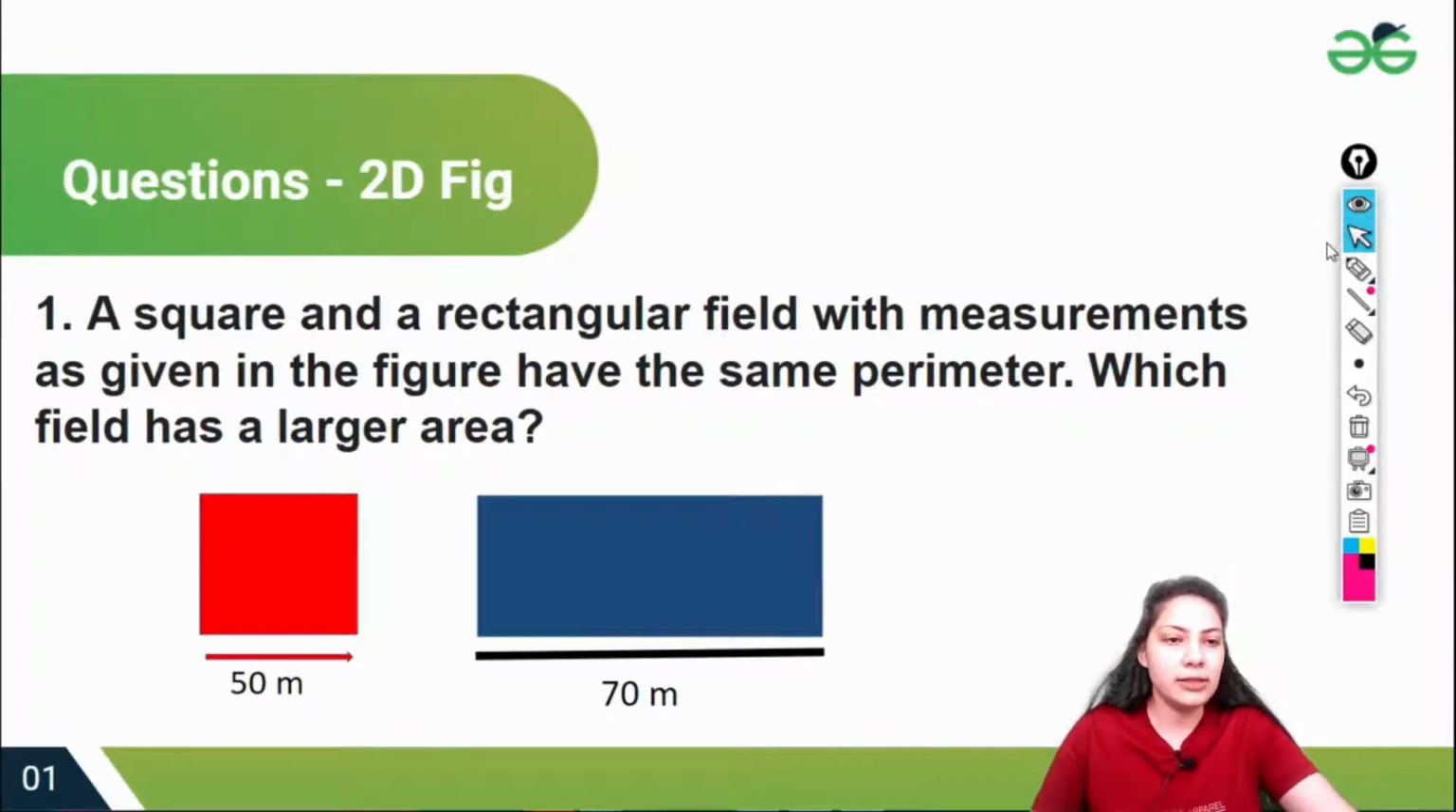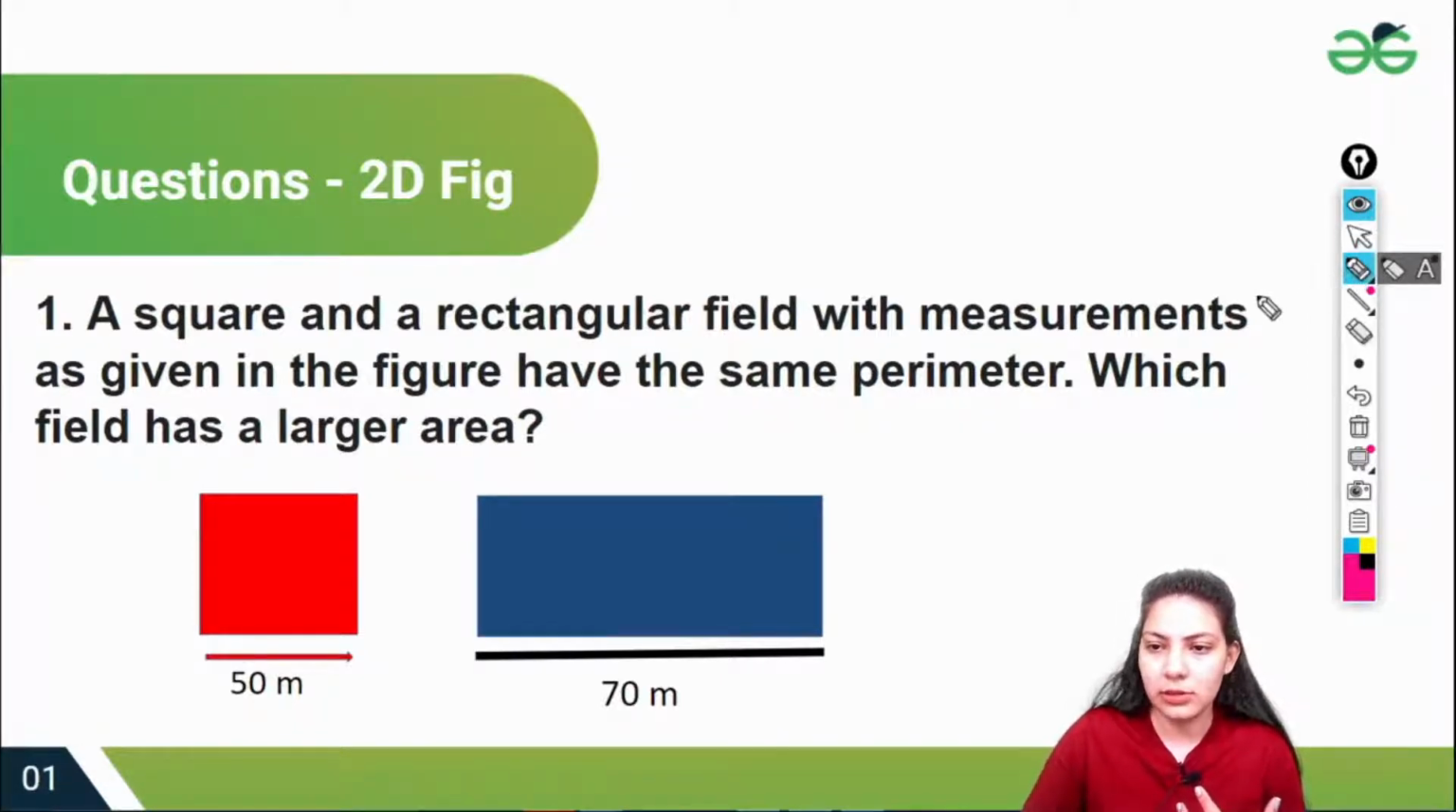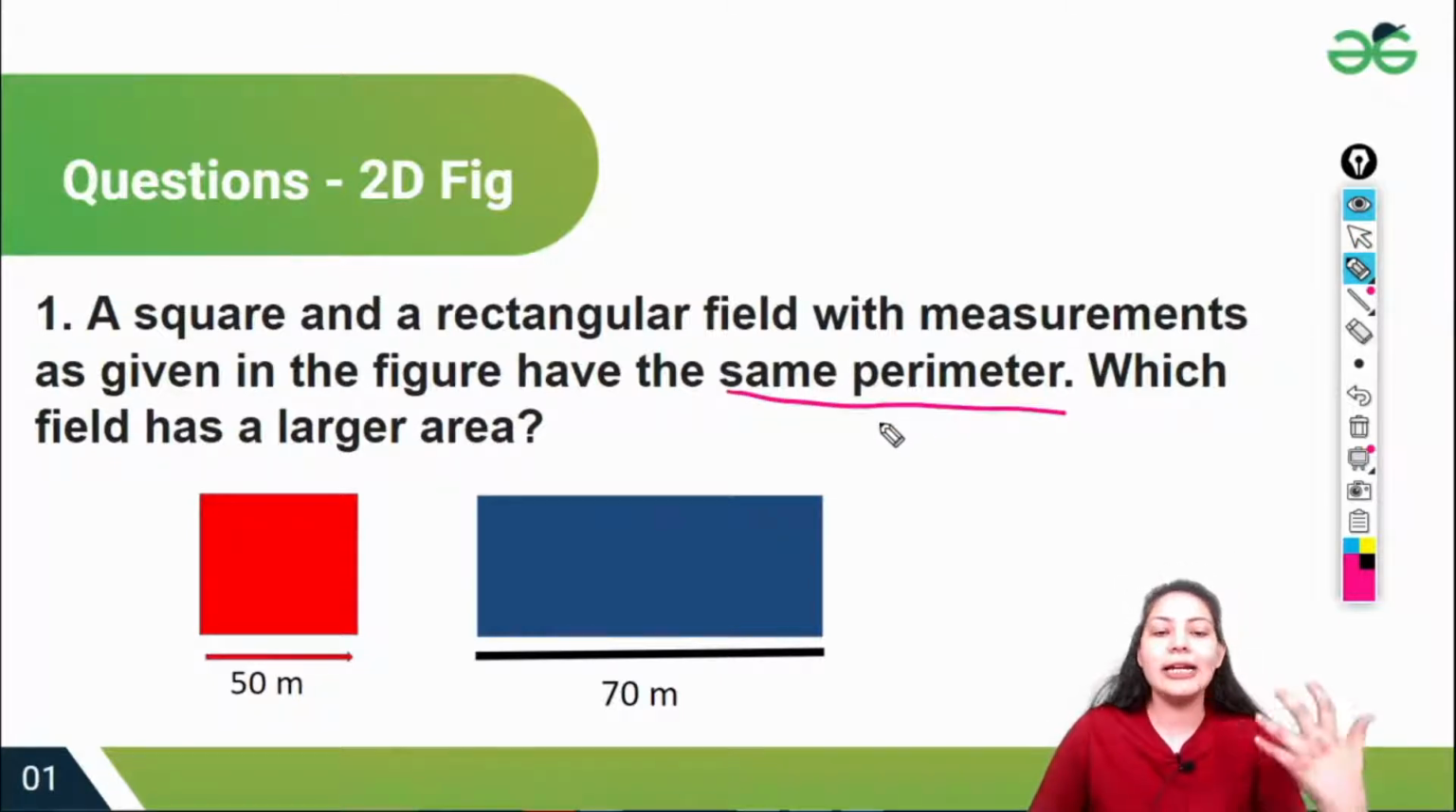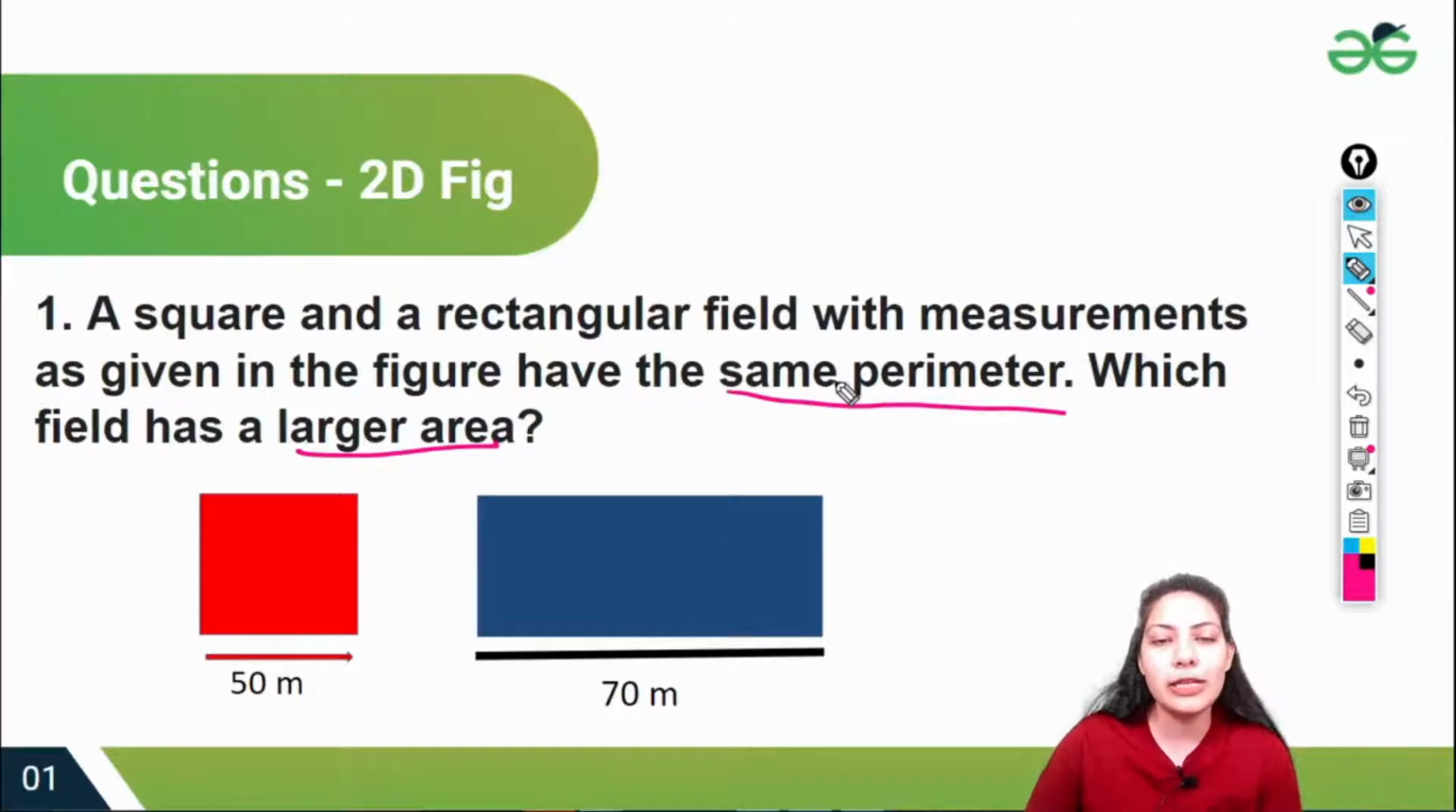So the first question is, a square and a rectangular field with measurements as given in the figure have the same perimeter. Which field has a larger area? Here we are given two fields shaped like a square and a rectangle, and we are told that both fields have the same perimeter, and we are asked which field has the larger area. We have studied perimeter in the previous session, so let us directly start solving this question.